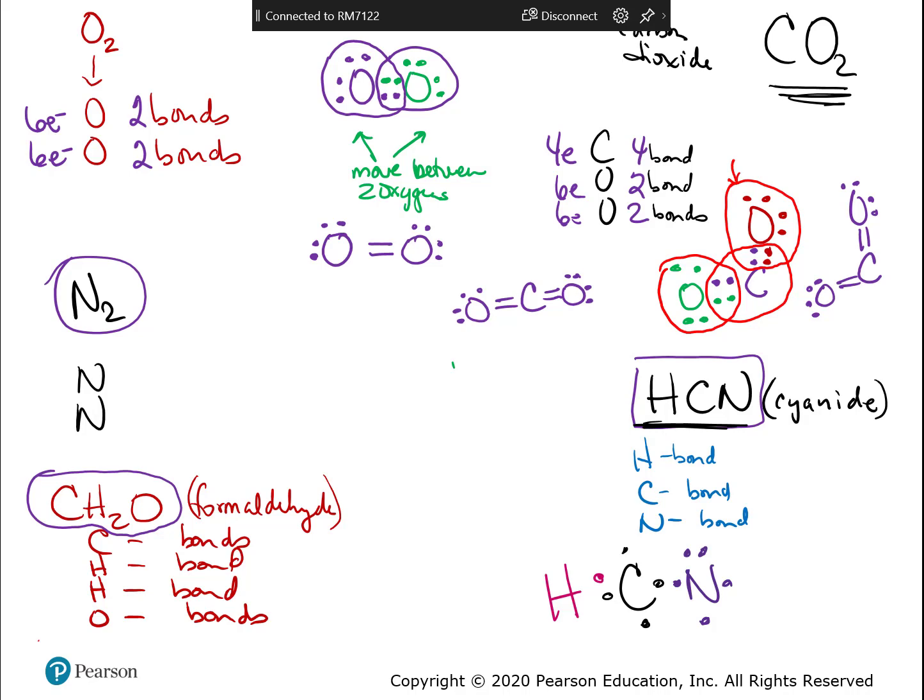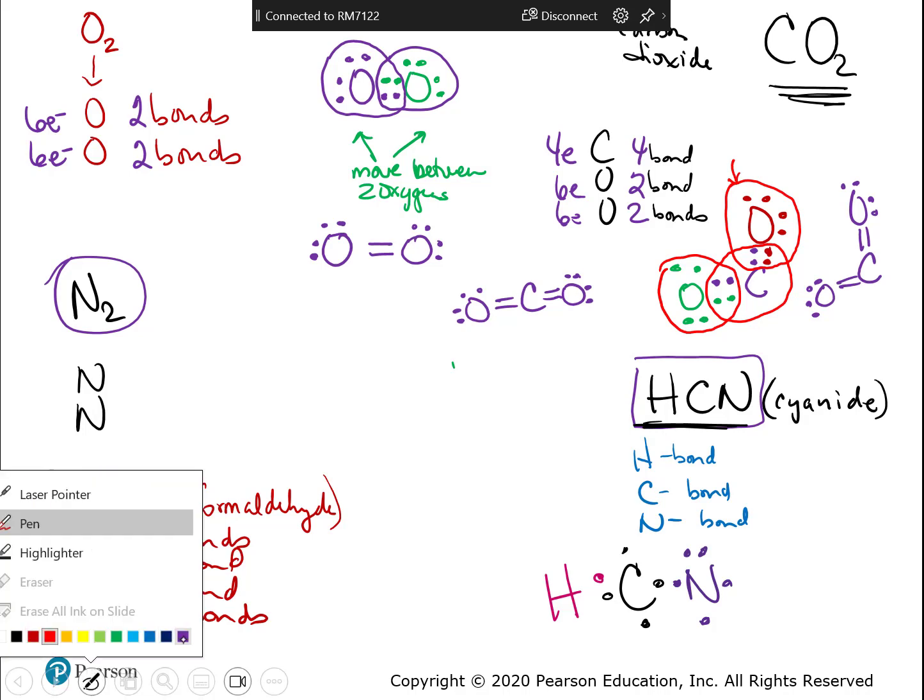So I know I can't form multiple bonds with hydrogen because hydrogen only ever ends up with one bond. So the only option is to form a multiple bond between what? Yeah, between carbon and nitrogen. So carbon and nitrogen are the only ones that can end up having multiple bonds.